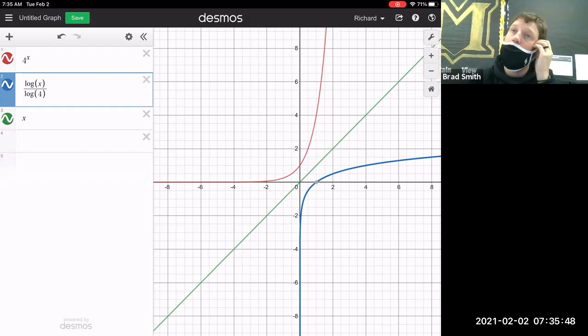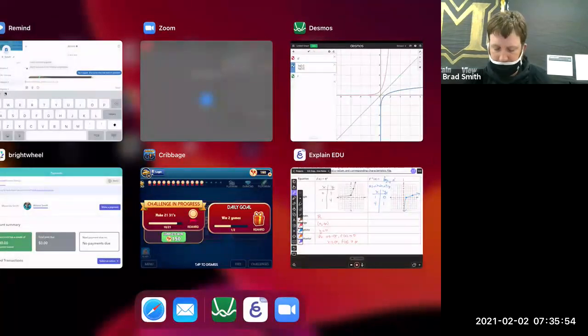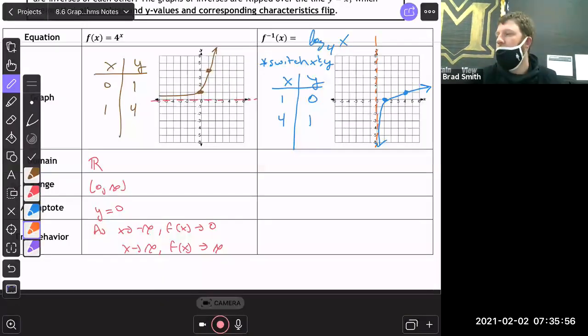Everything's flip-flopped, but I want to show you a pictorial representation so you can see what's really going on. All right, now the difference here, everything is switched. Your x values change to your y values, right? So what I know here is domain and range are going to get flip-flopped. So instead of my domain being all real numbers, my range is going to be all real numbers here.